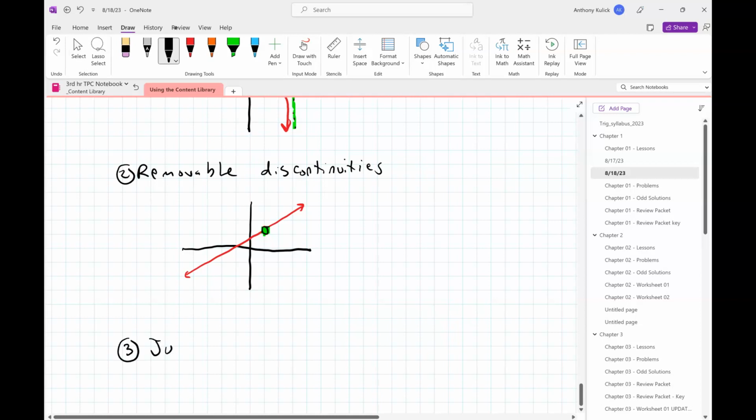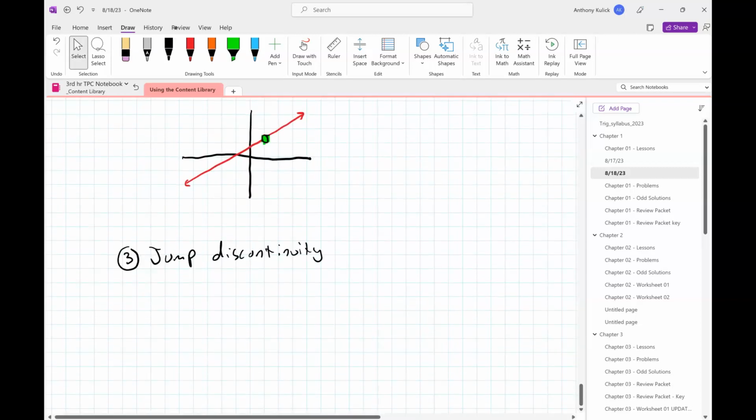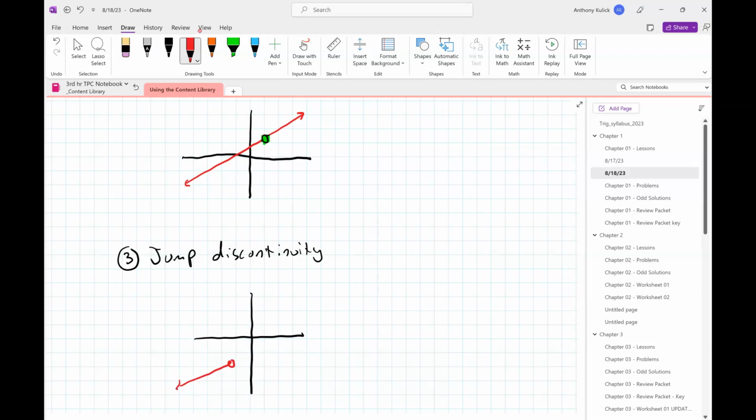And then we have something called a jump discontinuity. And that's where it's kind of like a removable, but instead of the other piece matching up, it's just offset. So it goes like this, pick up my pencil and then start up here. Notice here that one of them is open and one of them is closed.